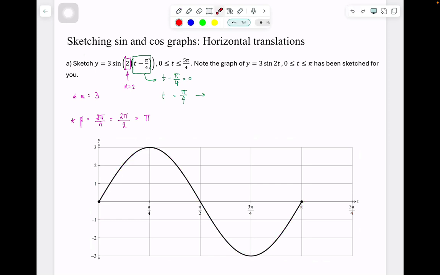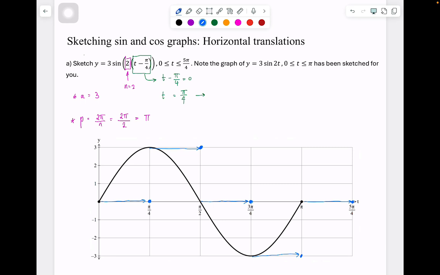However, if we want to horizontally translate this by pi on 4 to the right, each of these quarter increment points will be shifted by pi on 4 to the right. This first point here will move across to pi on 4, 0. This second point at the maximum will move across to pi on 2, 3. This x-intercept will also move across by pi on 4 to 3 pi on 4. Apply it to the minimum and also to the mean line as well.